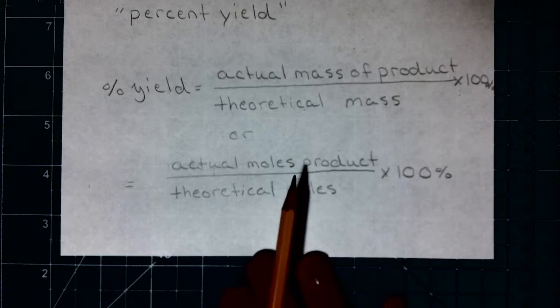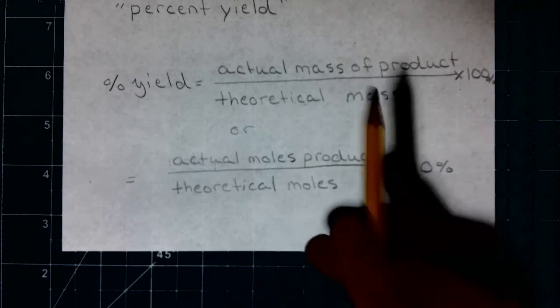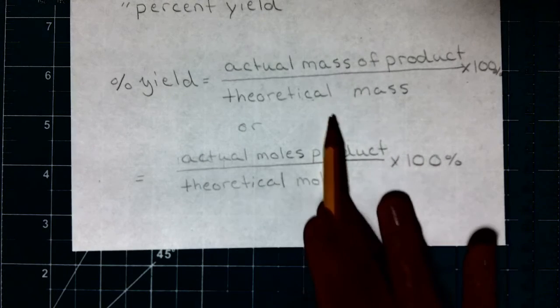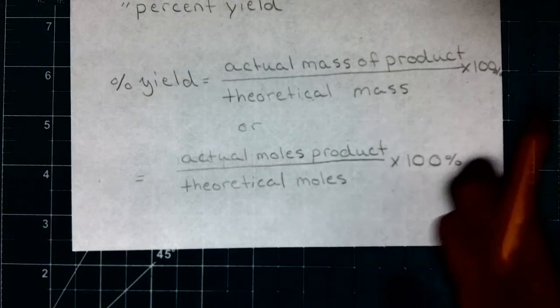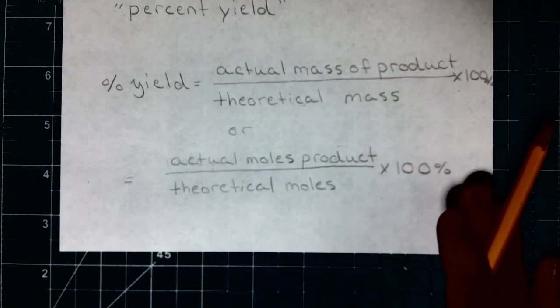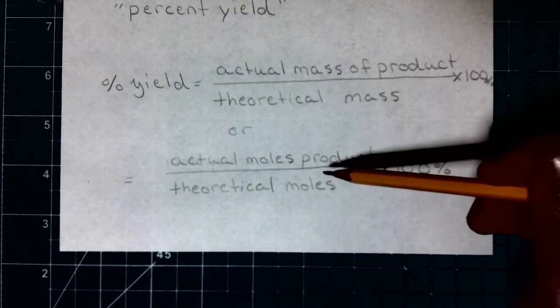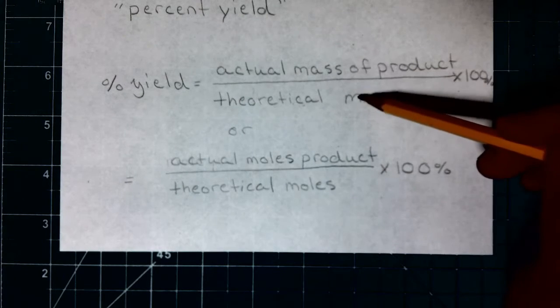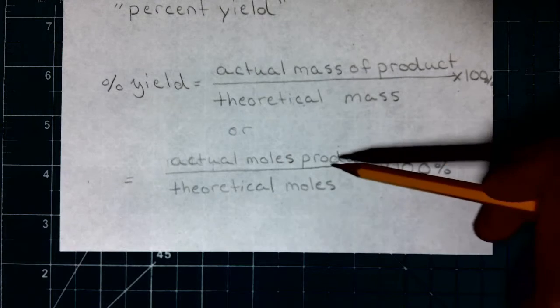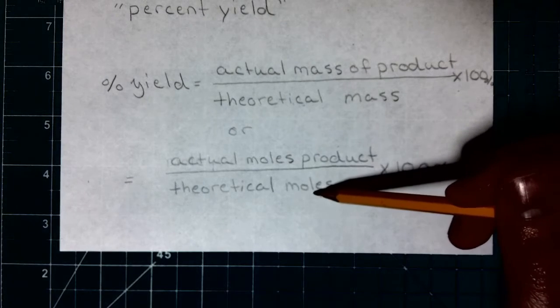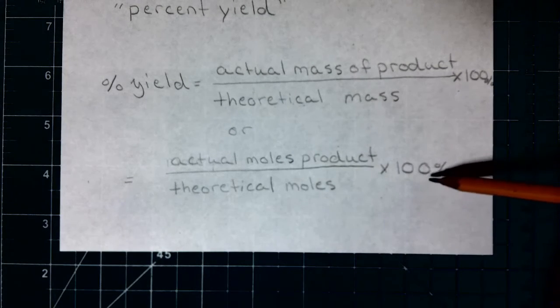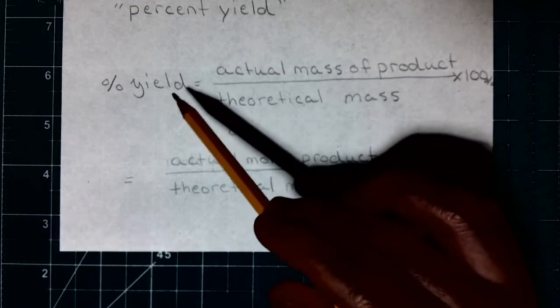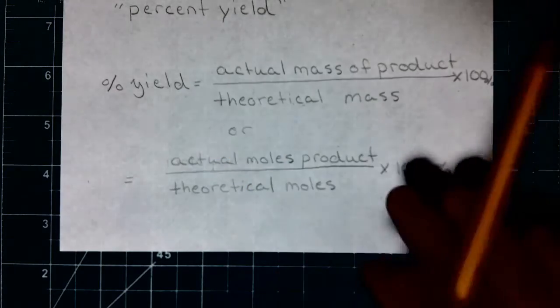It's important to note that you can use mass here, but you can also use moles, and I will leave it to you to double check this. But if you convert both the values to mass and do mass divided by mass and multiply by 100%, and then you convert them both to moles and do the same calculation, multiply by 100%, it's in fact the same number.